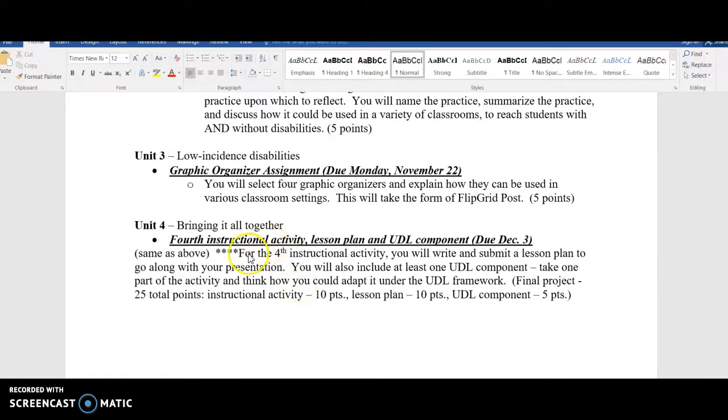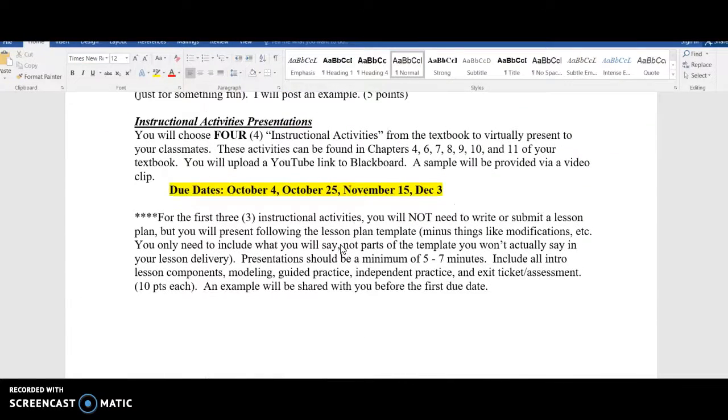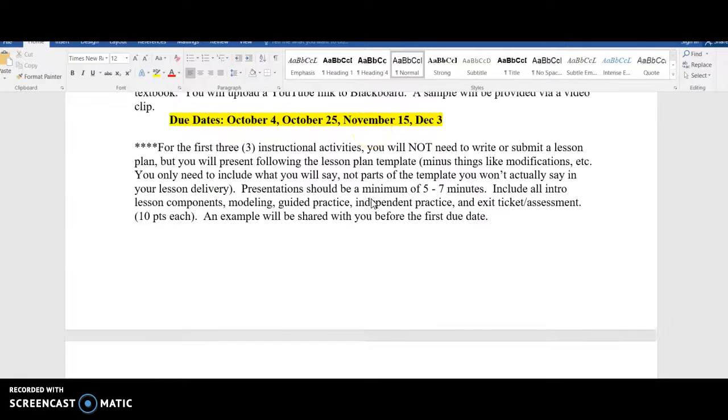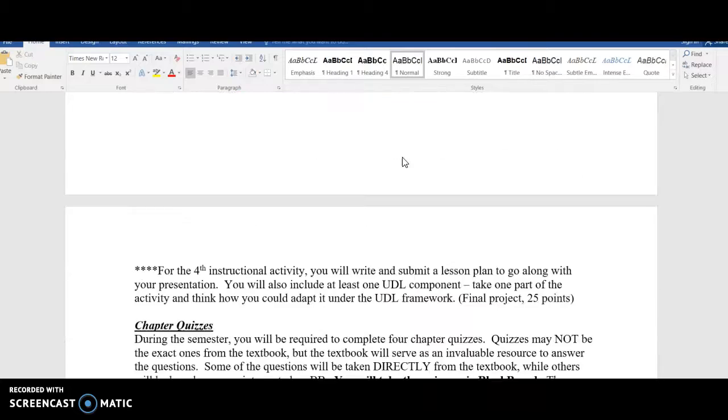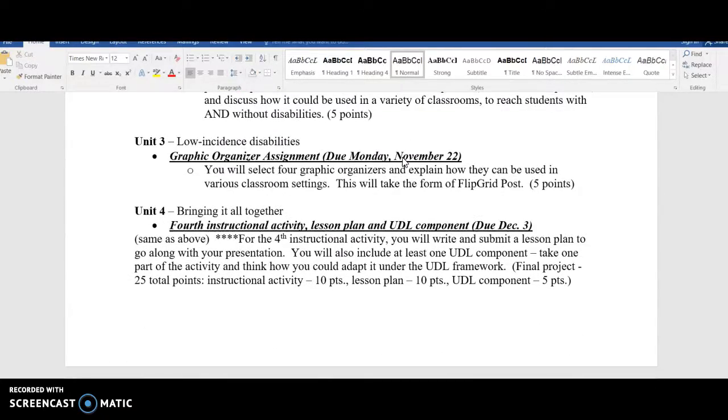Okay, and then the last, bringing it all together. So this will be your 4th instructional activity. Remember up here, I talked about the first 3, October 4th, October 25th, and November 15th, okay? And you don't need a lesson plan, anything fancy like that, for the first 3. But for the 4th one, this is going to be your final project, your final bringing it all together.